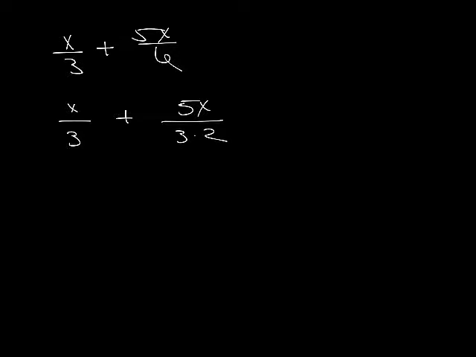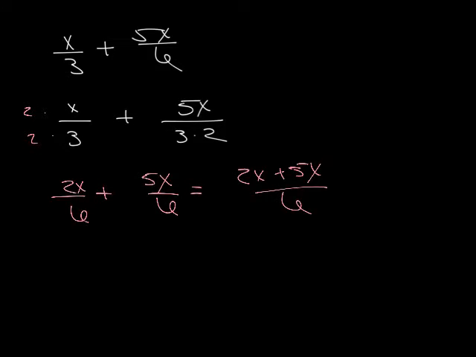So we have x over 3, and we're going to add 5x over 6. Alright, product of primes. The 3 is already prime, 5x over 3 times 2. Okay, what am I missing? I'm missing a 2. Am I missing anything over here? Nope, got it all. So 2x over 6 plus 5x over 6 equals 2x plus 5x over 6. These two added together gives me 7x over 6. And I am done. So that's problem set 1.9.